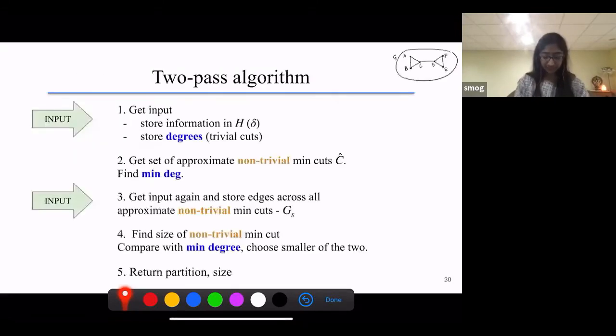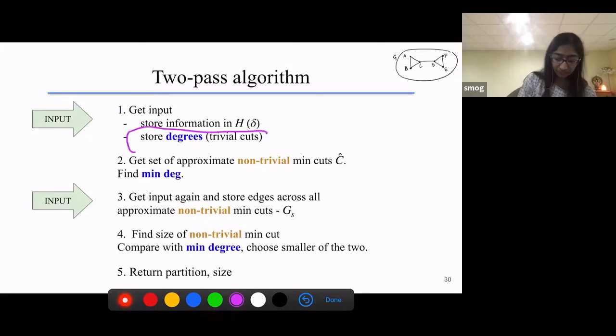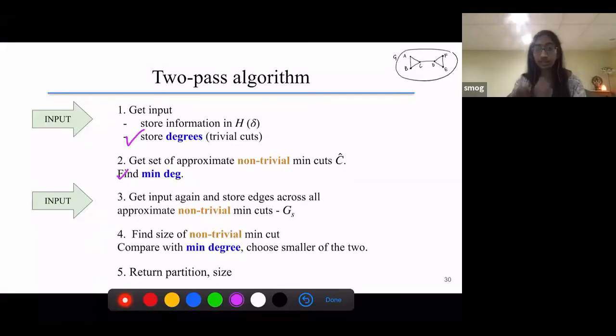Okay, so how is this going to look? This is our algorithm. It might look like it changed a lot. It really hasn't. All we did is add our storing of trivial cuts to our first step, as we're getting the input, so that we can just find the min degree and be done with it, right? We can be done with our finding of trivial min cuts. And then we're only going to focus on non-trivial min cuts for the rest of the algorithm.